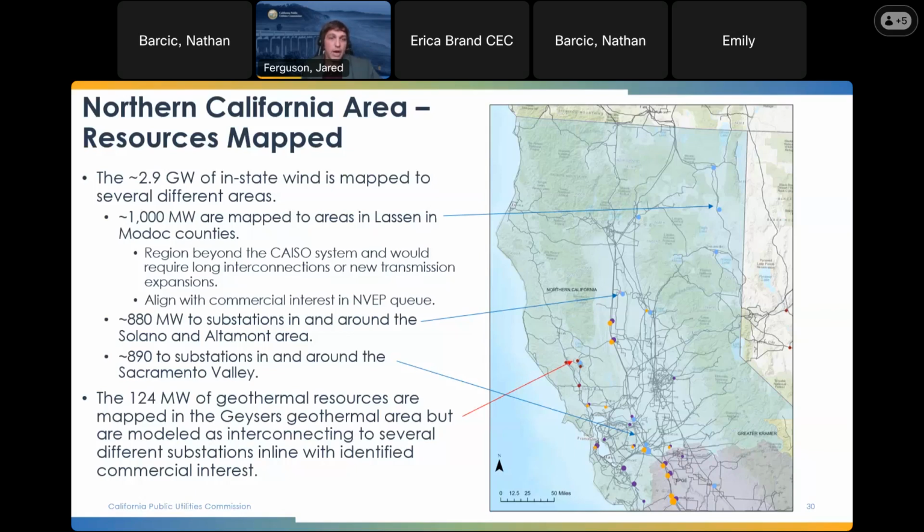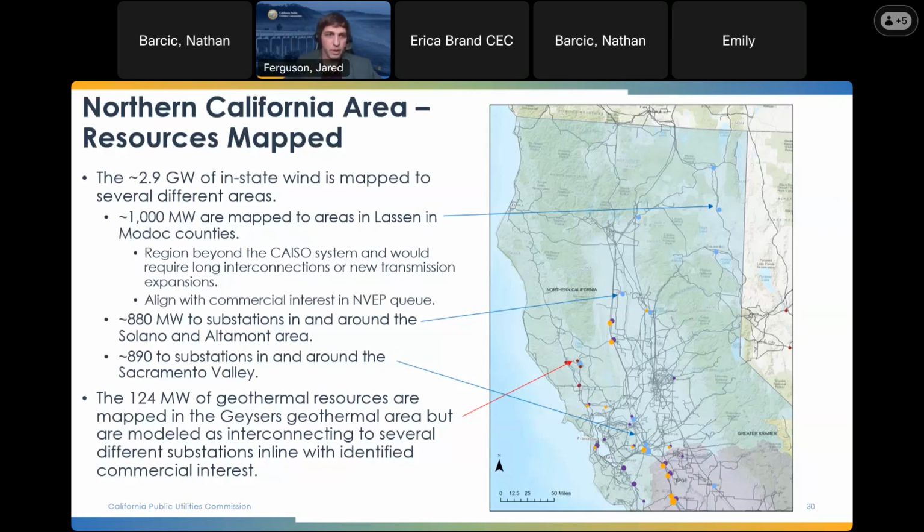You have about 880 megawatts to substations in that northern Sacramento Valley area. And then you have a comparable amount in that Solano Altamont area. I do apologize that the arrows for those last 2 are pointing to the wrong locations. The Solano Altamont bullet point is pointing to the Sacramento Valley, and vice versa. I apologize for that. And the last thing I want to note is that we have about 120 megawatts of new geothermal mapped to the Geysers geothermal area.